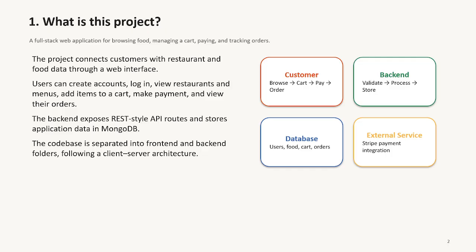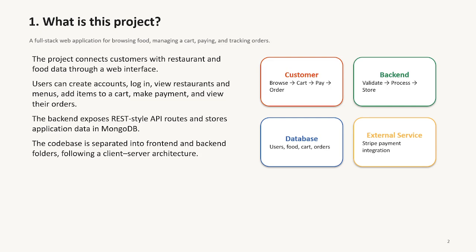Suppose I want to order a burger. First I open the website. If I am a new customer, I create an account using my name, email and password. If I already have an account, I simply log in. After login, I can browse different restaurants available on the platform. Each restaurant has its own menu with different food items. I choose the burger and add it to my shopping cart. After selecting all the required food items, I proceed to checkout.